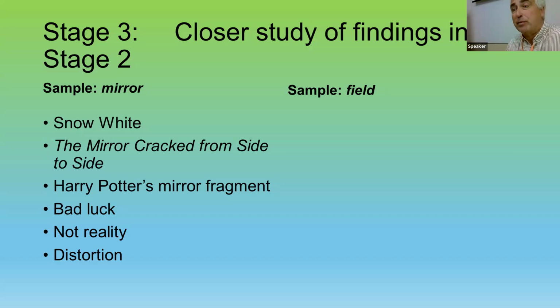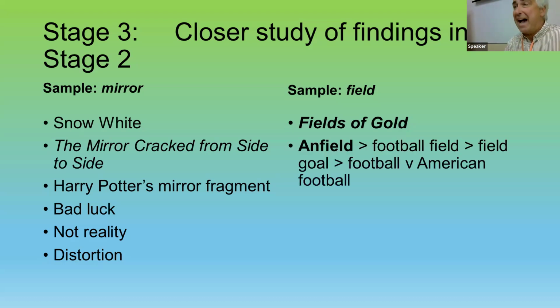If you want to work with the concept of field, one example here is Fields of Gold, as we mentioned. What other associations do students get? Anfield, football field, field goal. And then they got into a discussion of the difference between football, or soccer as Americans say, and American football. What's the difference? What are the advantages and disadvantages as a spectator? So they're getting into this discussion of sports.